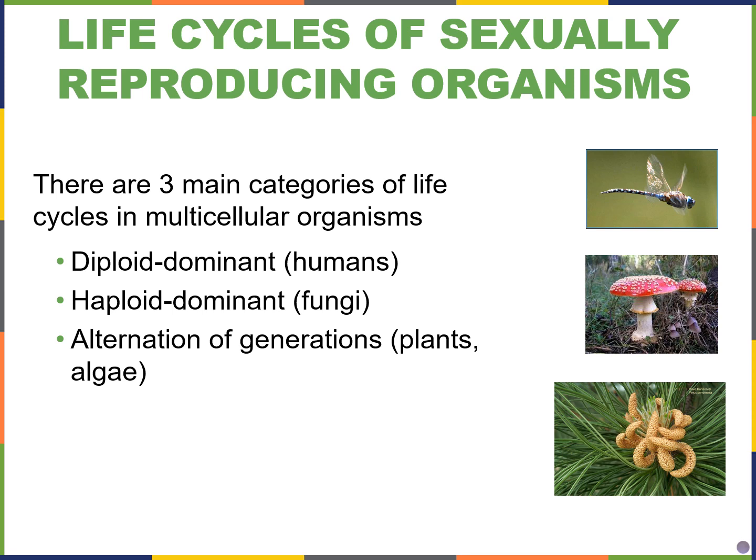So there are three main categories of life cycles for multicellular organisms. Some are diploid-dominant, like humans and other animals and things like this dragonfly. Some are haploid-dominant, like these fungi over here. So what does that mean?